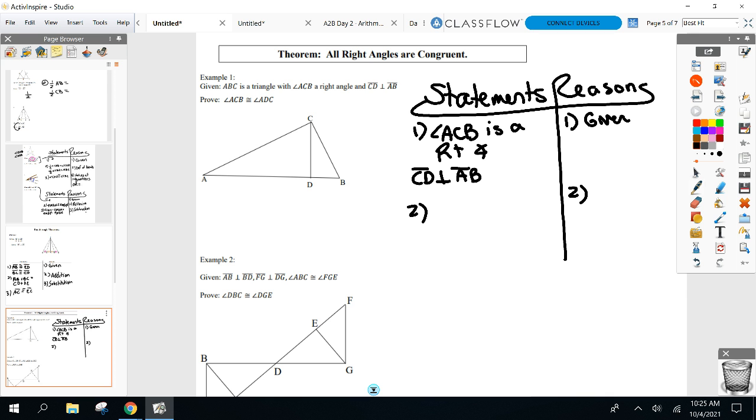All right, a lot of us are missing this on our diagram. This right here is a right angle, ACB. Everyone, ACB. Follow the letters. Now let's talk about the perpendicular lines.